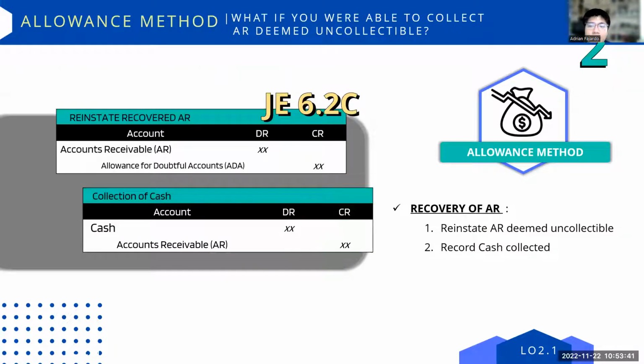And then, if naka-collect ka ng AR that's deemed uncollectible, these are the two accounts that you need to do, or two entries. Debit AR, credit ADA, so binaliktad mo lang yung write-off. And then you collect cash, cash AR. So in terms of recovery, there are two entries palagi under allowance method. Reinstate the AR deemed uncollectible and then record cash collected.